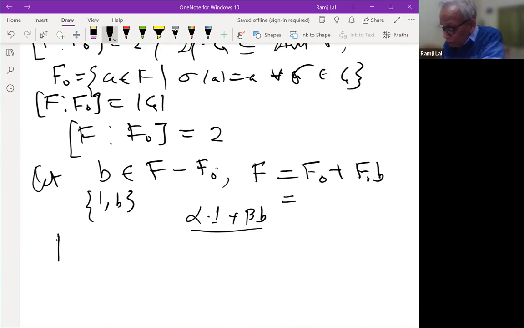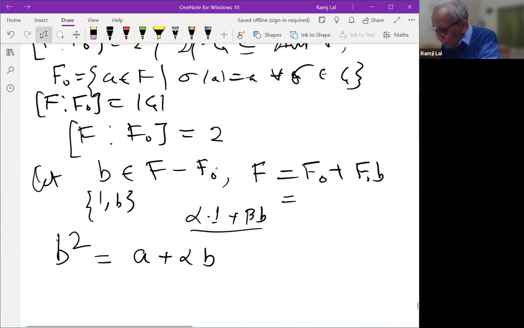So now, if you look at b square here, b square can be written as some a plus alpha b, where b square can again be written as something a plus alpha b here. So that means what is b?